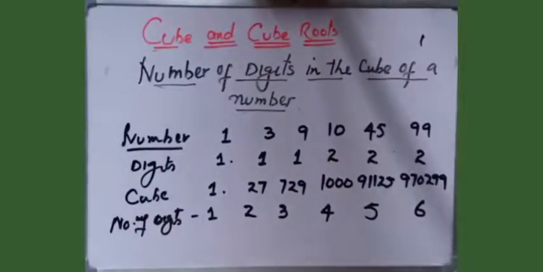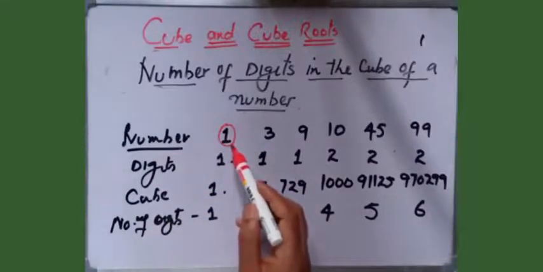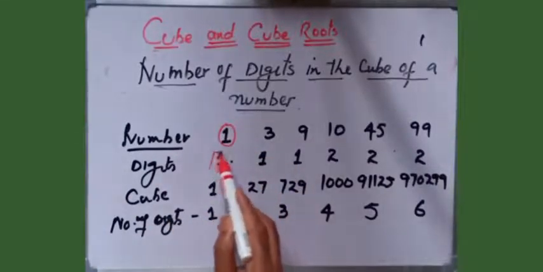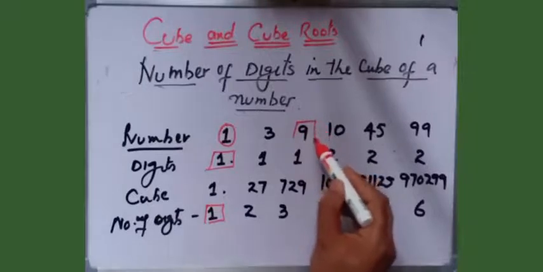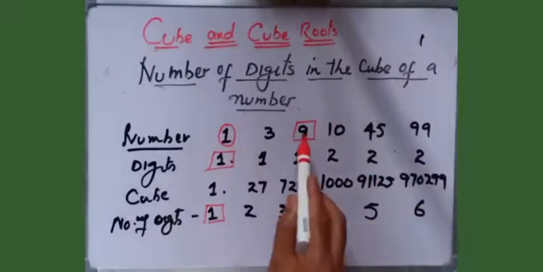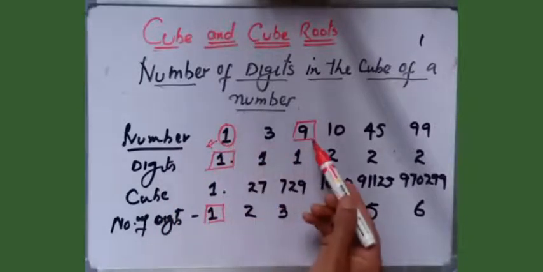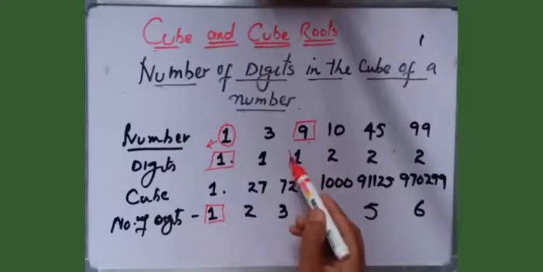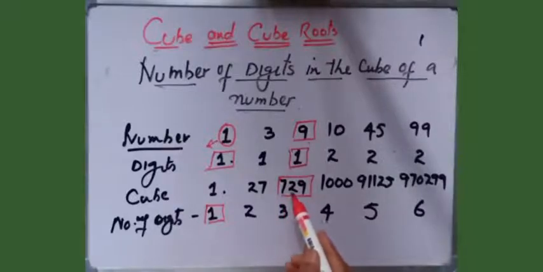Let's observe this carefully. This number 1 is having only one digit, right? And its cube is again 1, which is having only one digit. Now let's take this. This is again a number having only one digit. This is the smallest one digit number. This is the largest one digit number. It is again having one digit. Its cube is having 3 digits.